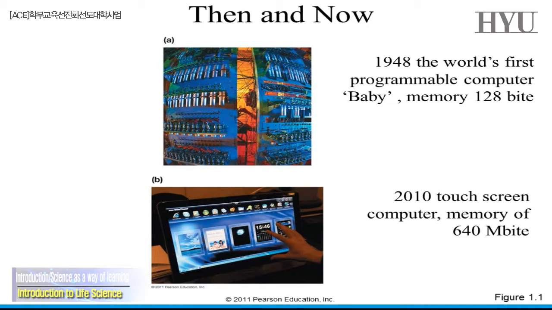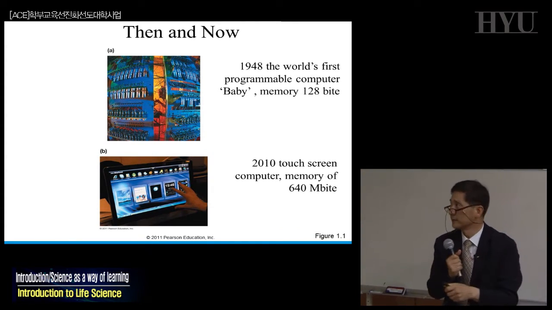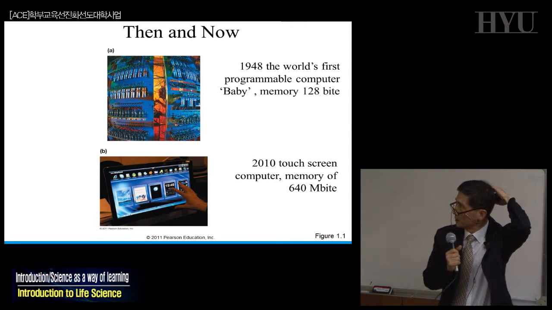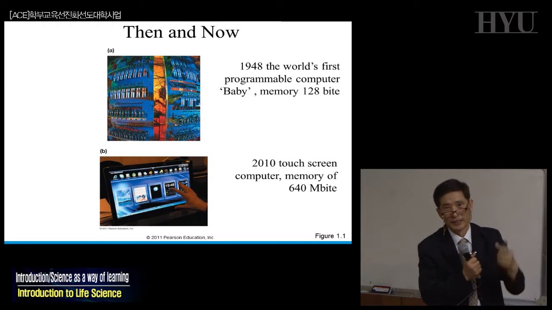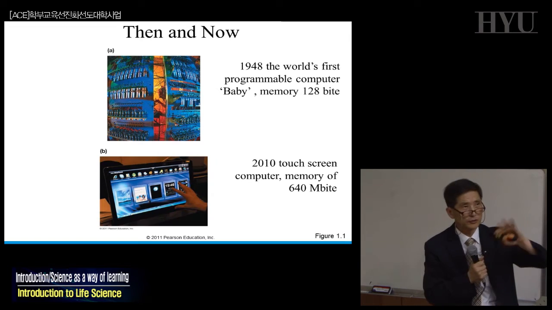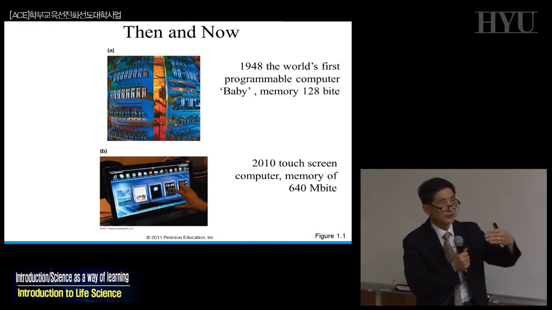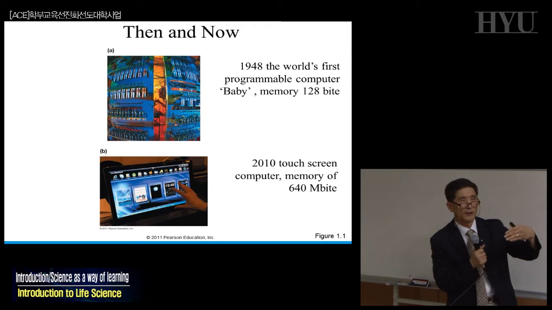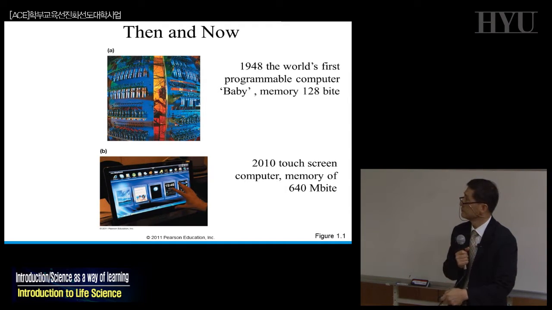For example, this one was the first computer. It's a big computer. How big? 6 feet tall and many meters wide. And people go inside and do the programming. It was 1948, the world's first programmable computer called Baby. But the memory size was 128 bytes. This is a 2010 touchscreen computer, which has memory of 640 megabytes. So science advanced so fast. That advance of technology, advance of the science will impact our life. That's why we have to study science. That's why we have to study biology, even if you are not majoring in biology.